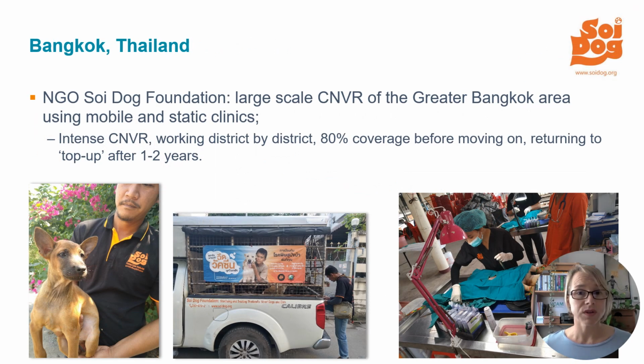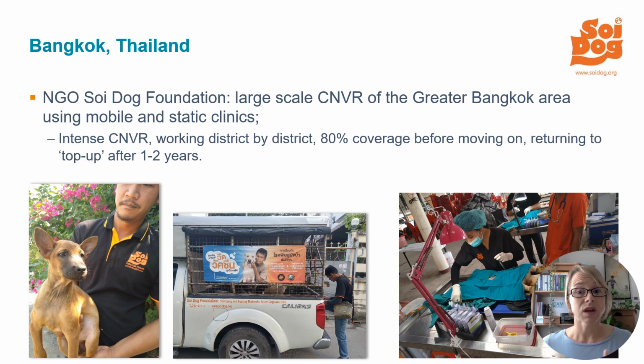This is a similar example from Bangkok in Thailand. Here we have NGO Soy Dog Foundation. Again, this is CNVR, but they also do provide sterilisation services for owned animals. They use mobile clinics because their working area is really very big. They're doing the greater Bangkok area. So they can't rely on just static facilities. The area is too large.